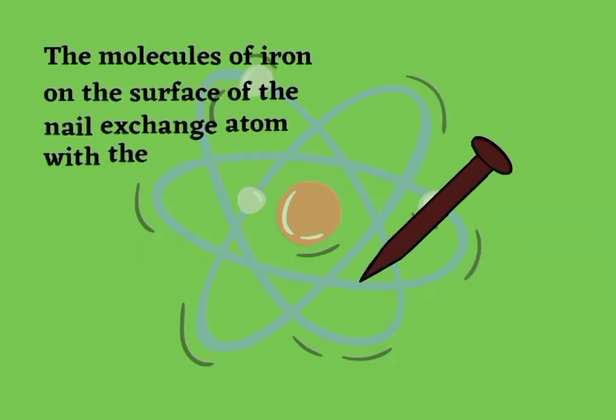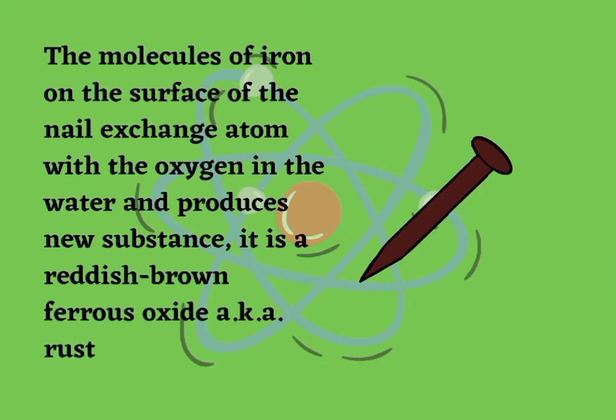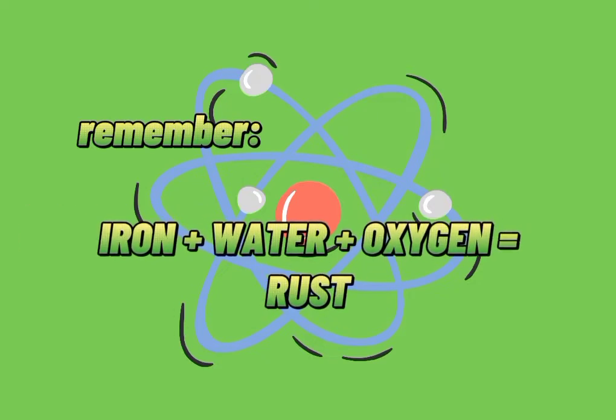The molecules of iron on the surface of the nail exchange atoms with the oxygen in the water and produce a new substance. It is the reddish-brown ferrous oxide, aka rust. Remember, iron plus water plus oxygen equals iron oxide, or rust.